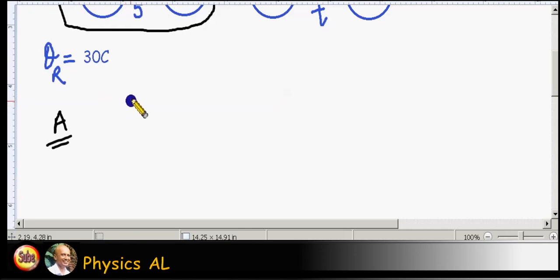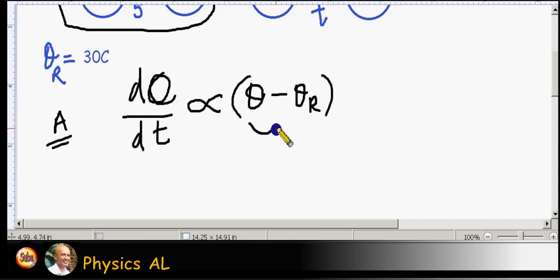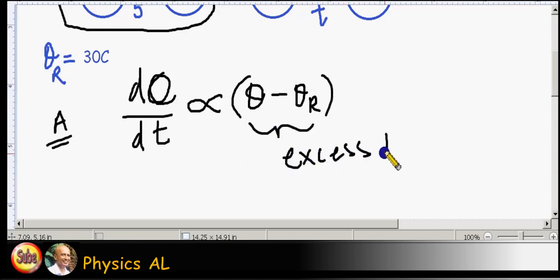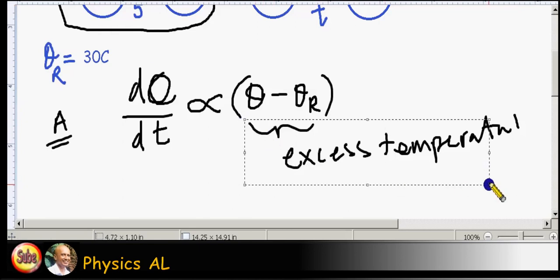What is Newton's cooling law? dQ over dt is proportional to the excess temperature, theta minus theta R. This temperature is called the excess temperature, the additional temperature of the object over the surrounding room temperature.